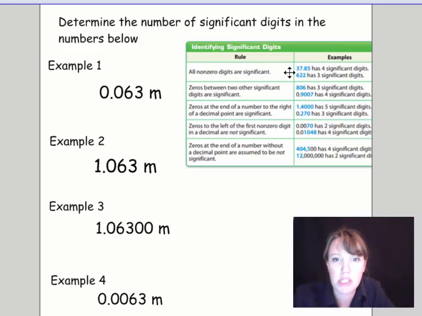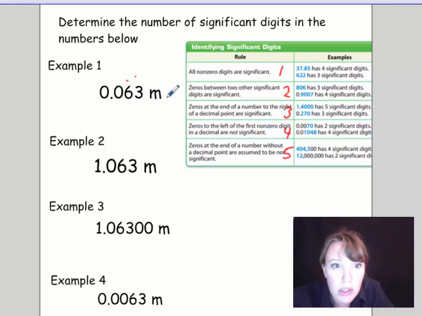Okay, so what I did was I just copied this chart right here so I can use it as a reference. And you know what I'm going to do is I'm going to write rule 1, 2, 3, 4, 5, and then I can reference which rules I'm using. Okay, so in this next one we at least have 2 because the 6 and 3 are non-zero.